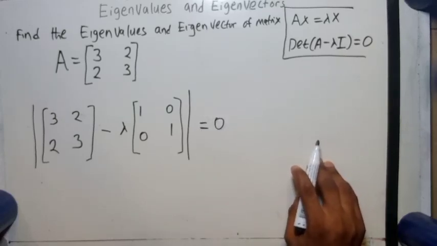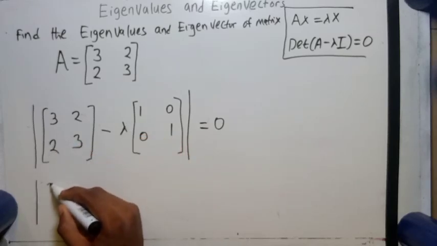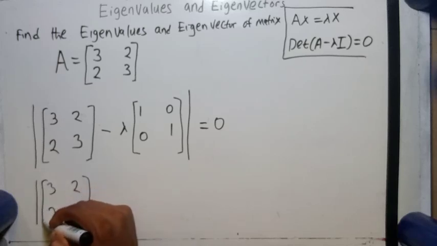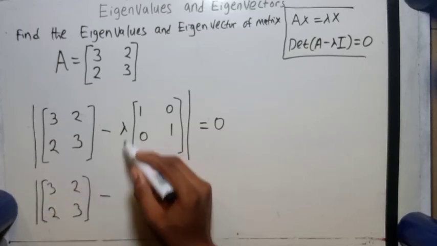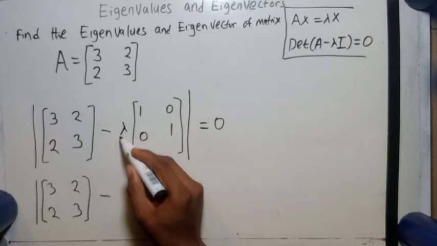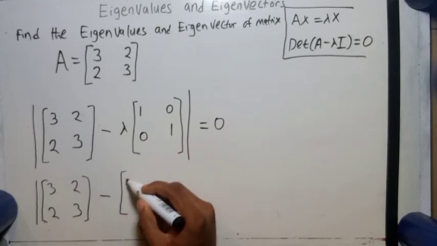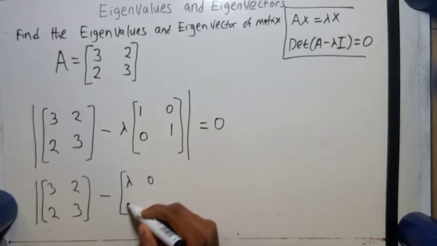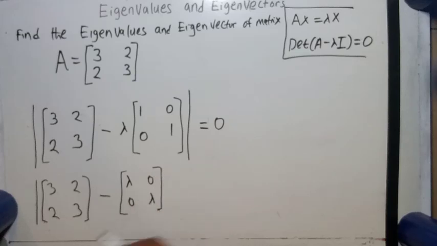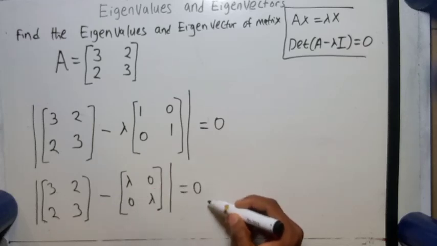Now when we multiply, we have [3, 2; 2, 3] minus lambda. When we multiply lambda, for every single entry, what we multiply is just lambda, not minus lambda. When we do that, we have [lambda, 0; 0, lambda]. Like we are saying, our aim is to make lambda a matrix so we can subtract. So in doing that, this is equal to 0.